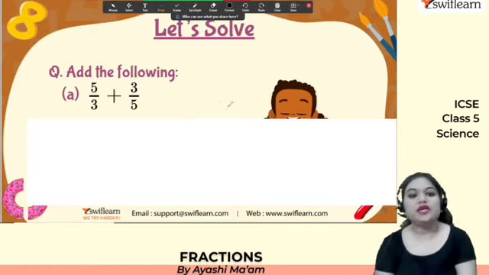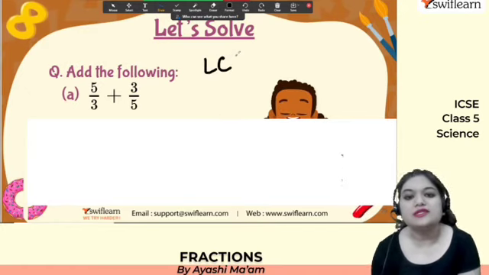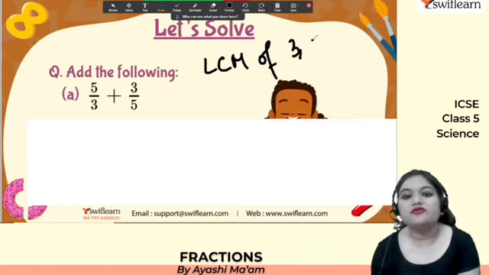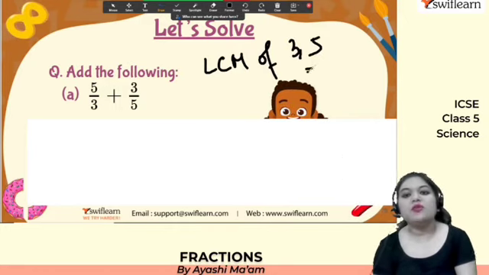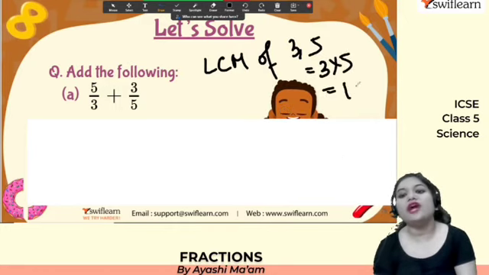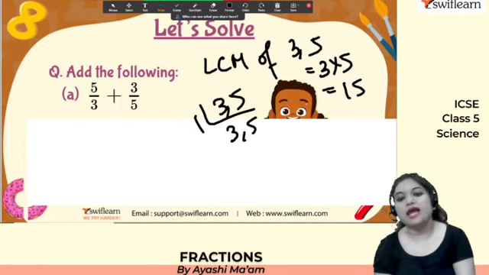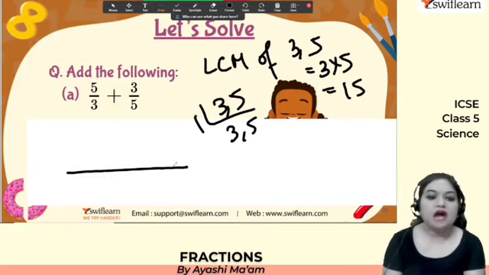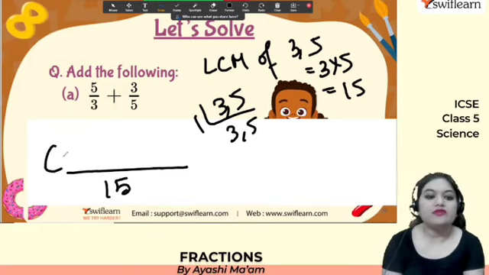5 by 3 and 3 by 5. So first let's find out the LCM of 3 and 5. So LCM of 3 and 5 will be 3 into 5 only. That means 15, because it is just 1 times. Now we are taking the denominator as 15. We are taking the LCM.